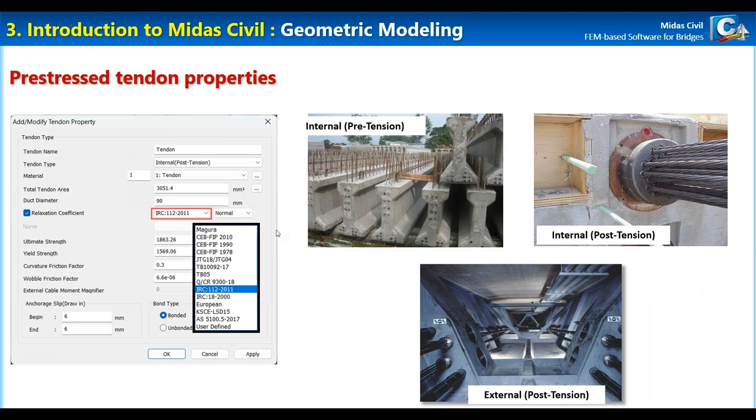So the tendon property here, the pre-stressed tendon properties, we can discuss a little bit. The relaxation coefficient is provided based on different codes. You can choose any code, and then you can have the curve for the relaxation coefficient. The ultimate strength of the tendon, yield strength, curvature friction, and the wobble friction factor. And we also have two types of tendon. You can use the banded and the unbanded type.